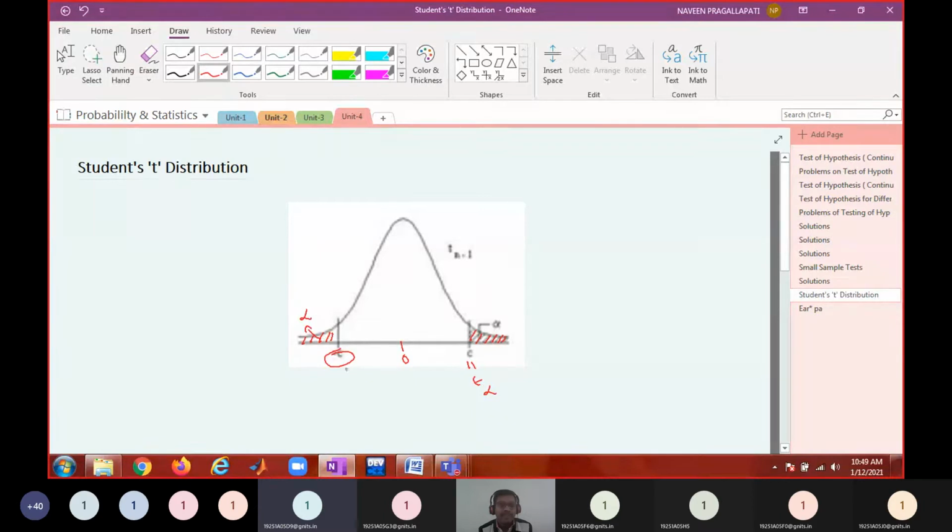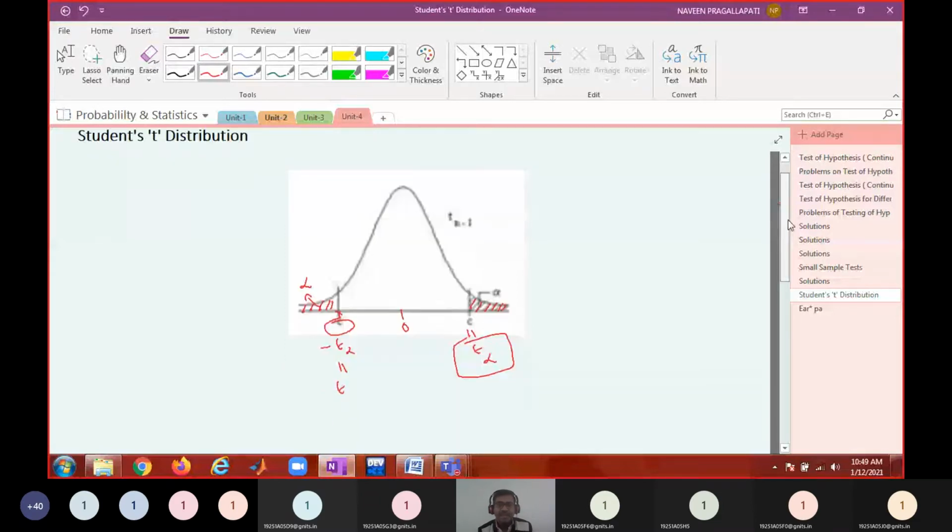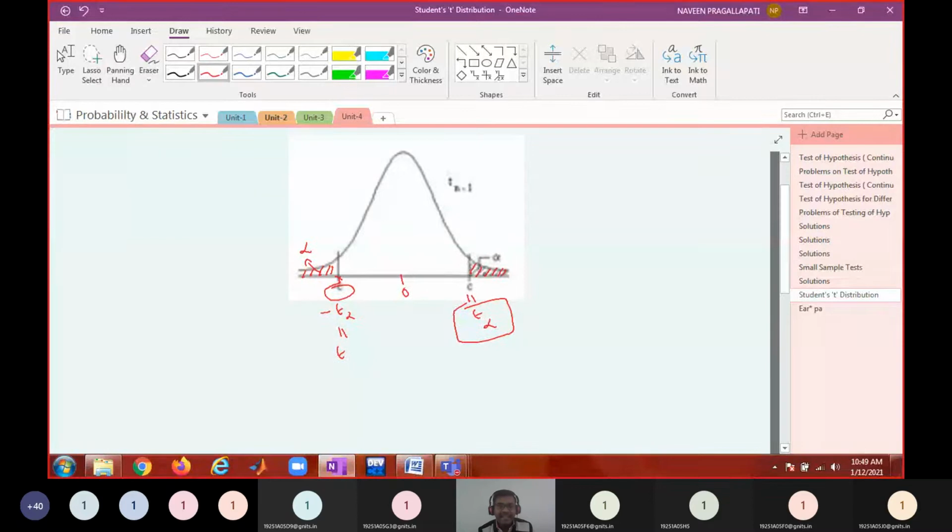Alpha. Then what is the notation I should give to this point? Minus T alpha. This is minus T alpha. But what is minus T alpha? According to this notation, what is the notation I should give to this? T, whatever the area to the right of this is, that is going to be the index. The index is going to be the right tail area. What is the right tail area? Left tail area is alpha. Therefore, what will be this right tail area?